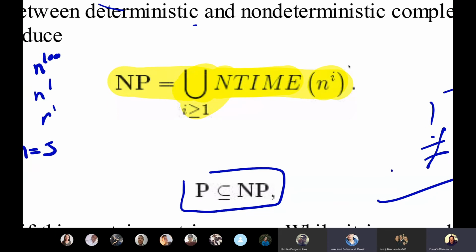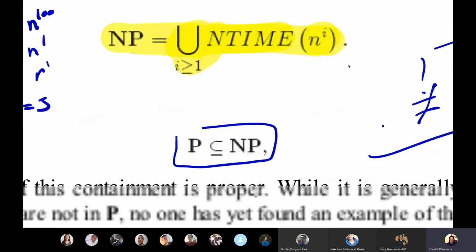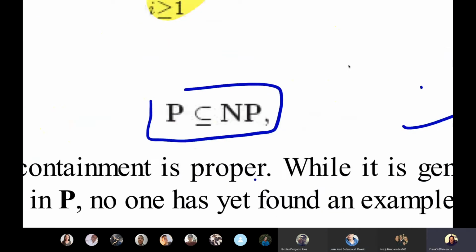Okay, so no questions? Okay, so we talk about this, right? I mean, this is basically that P is included in NP, and the reason is exactly what Juan Rengifo said before. Because any machine that is deterministic can be seen as a non-deterministic machine that doesn't use that property.